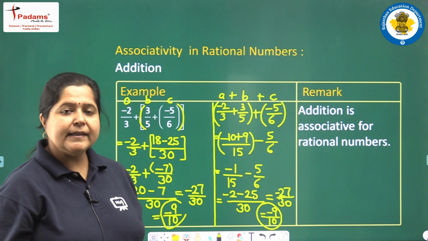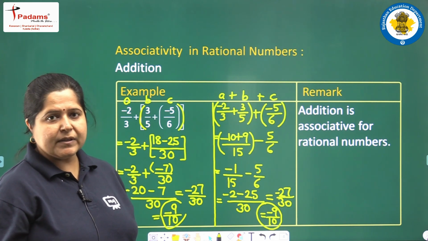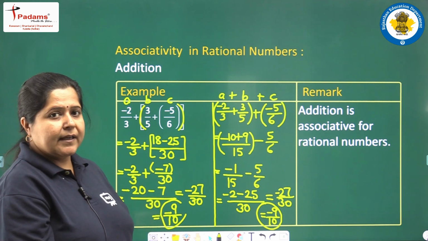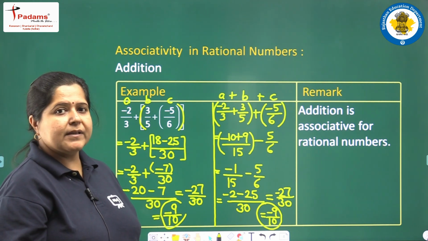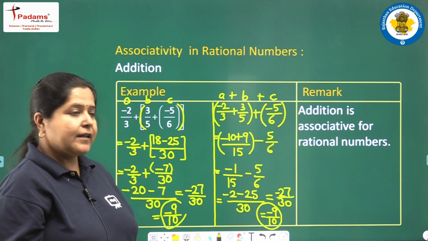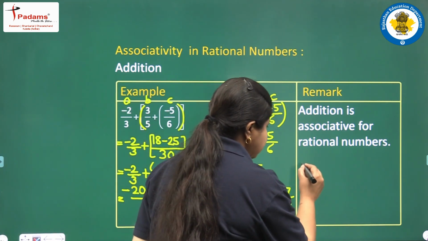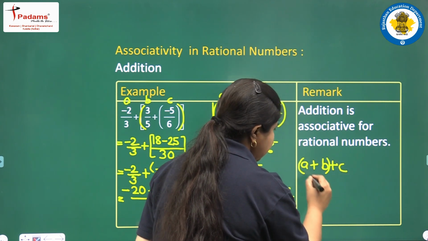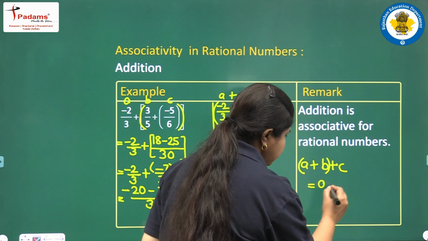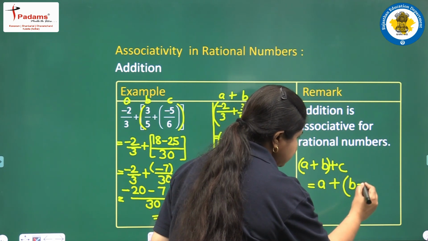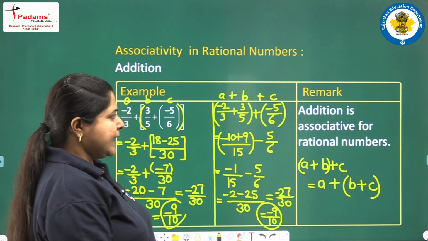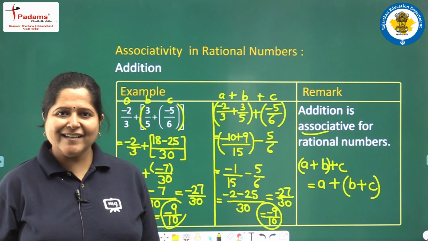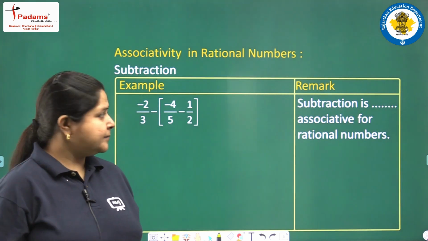It does not matter in which way we pair up the numbers. We can take A and B first, or we can take B and C first. The order of the pairing of numbers does not matter in this case. So we can say that for rational numbers, (A plus B) plus C is equal to A plus (B plus C), or addition is associative for rational numbers. Clear? Now we move on to subtraction.